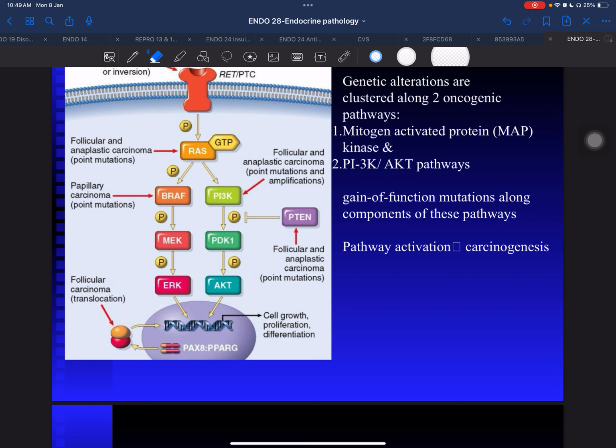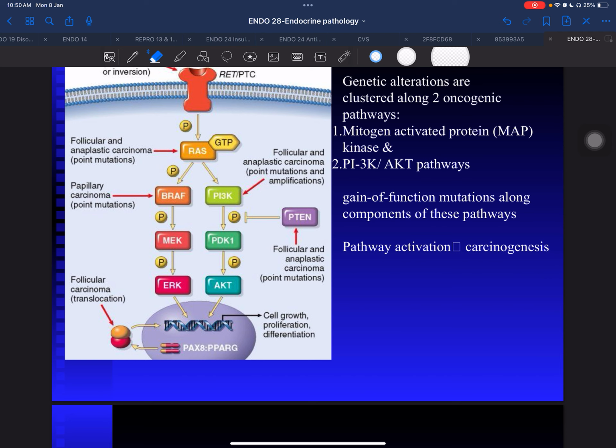The mutation of this gene occurs in these two types of thyroid cancer. BRAF mutation also occurs in papillary carcinoma. PI3K occurs in follicular and anaplastic carcinoma. There's also the PTEN oncogene, which also occurs in follicular and anaplastic.